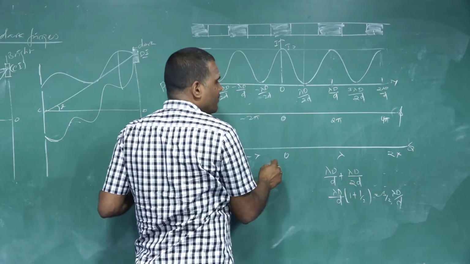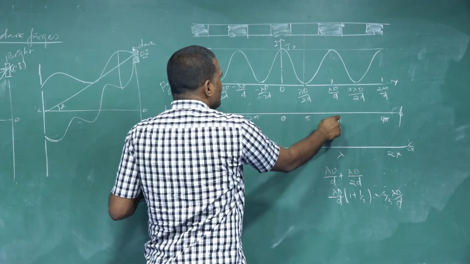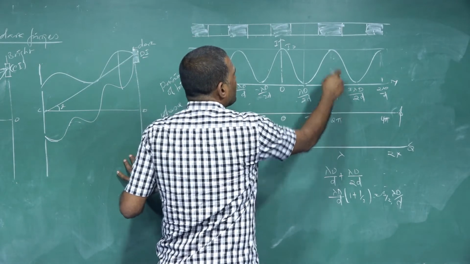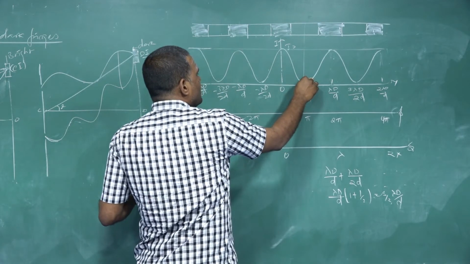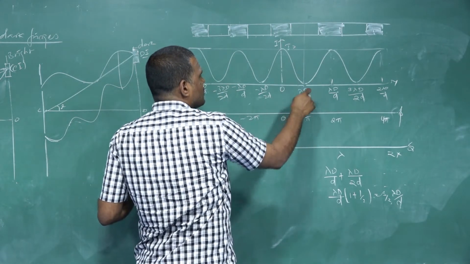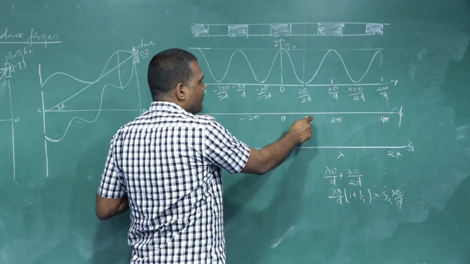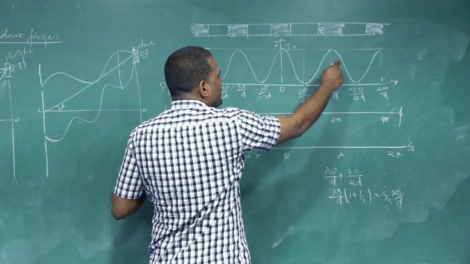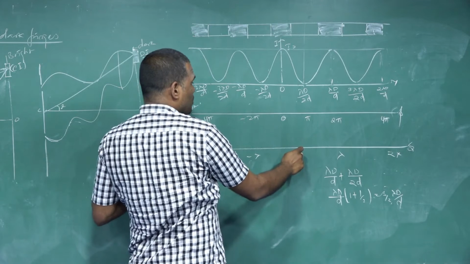At a phase difference of 0, you will get the central bright fringe. Then at a phase difference of pi, you will get a dark fringe. At a phase difference of 2 pi, you will get a bright fringe, and so on. So the first dark fringe will be obtained at a phase difference of pi. The first bright fringe will exist at a phase difference of 2 pi. The corresponding path difference can be shown here.